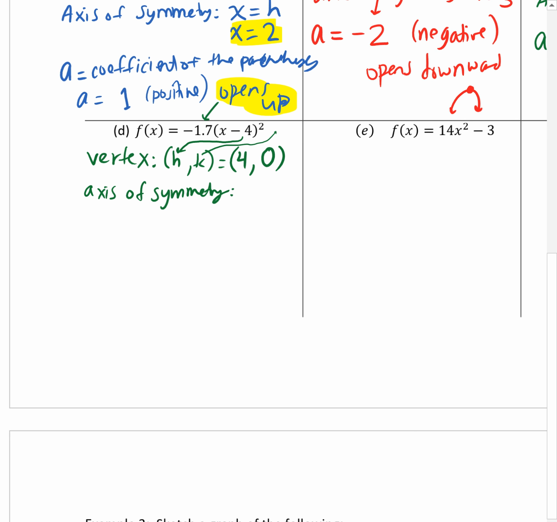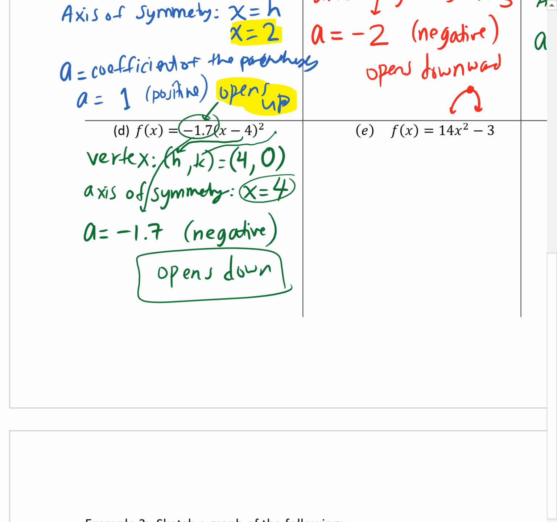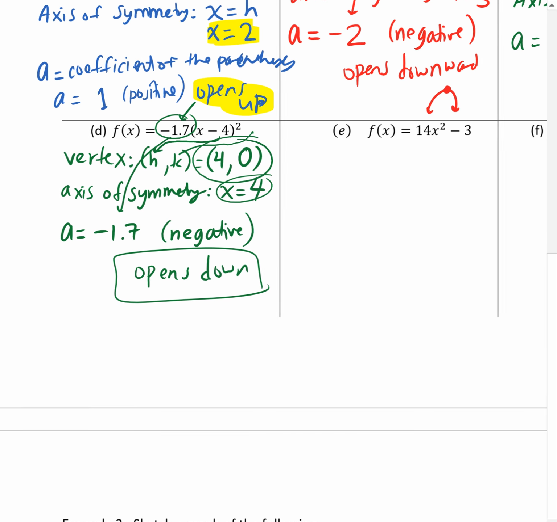must just be the line x equals the x value of the vertex, 4. And then our value of a, the coefficient of the parentheses, is -1.7. It doesn't really matter what the number is, it just matters if it's negative or positive. It's negative, so it opens down. There we go. Gotcha. Alright, I think we're getting the hang of this.